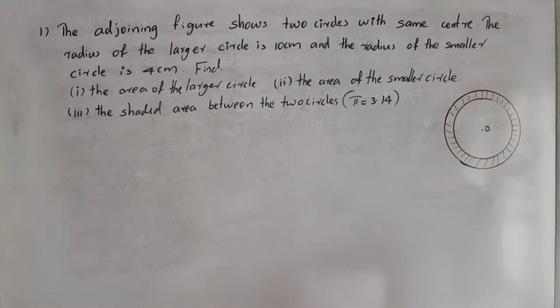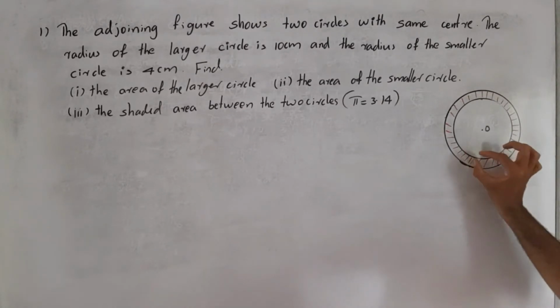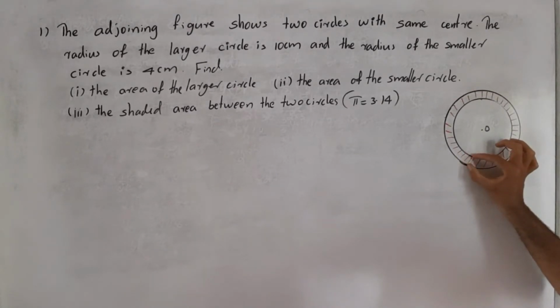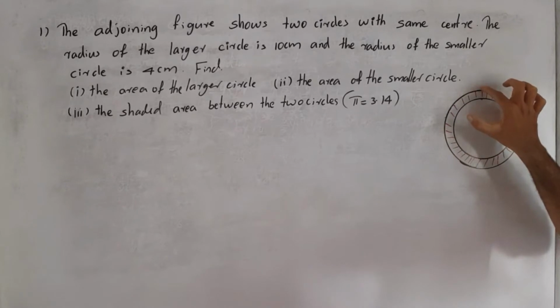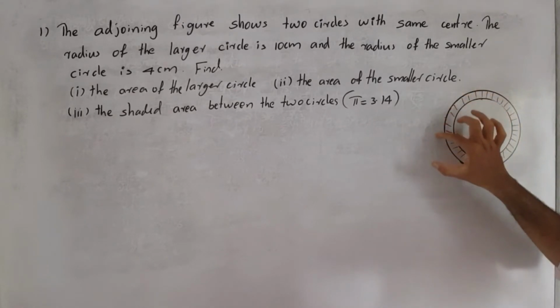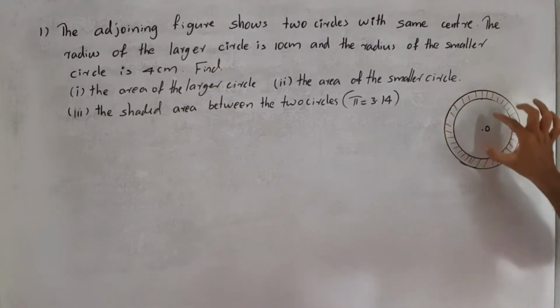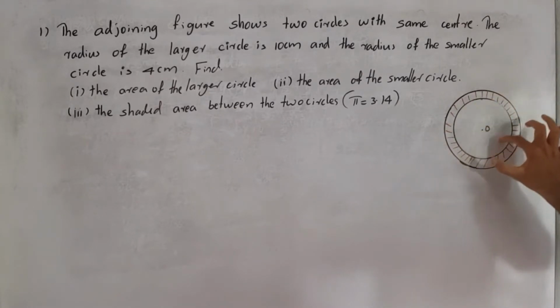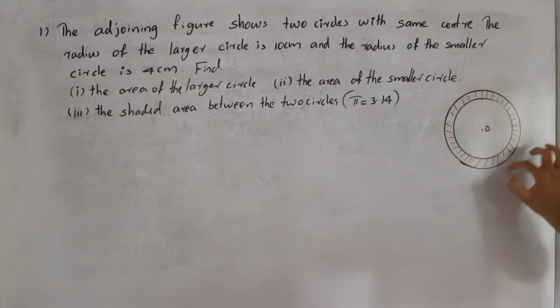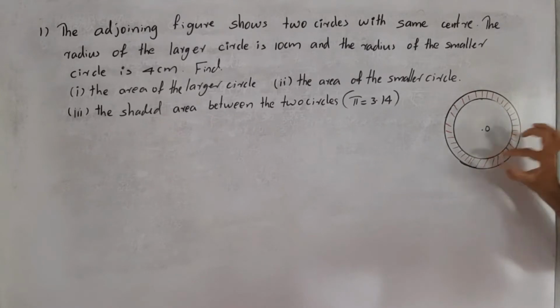Okay, so how do we get the area of the shaded region only? That is very clear. If we subtract the area of the smaller circle from the area of the larger circle, then what remains is the area of the shaded region.